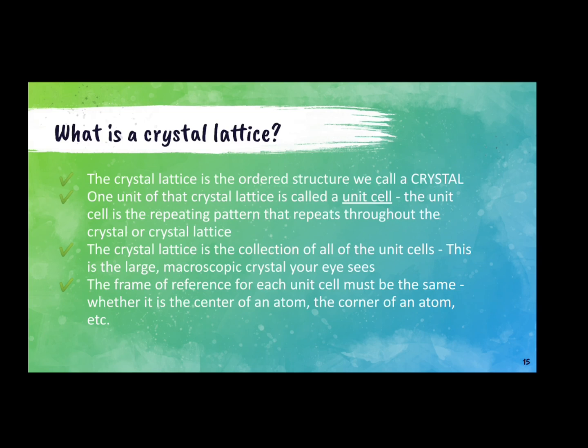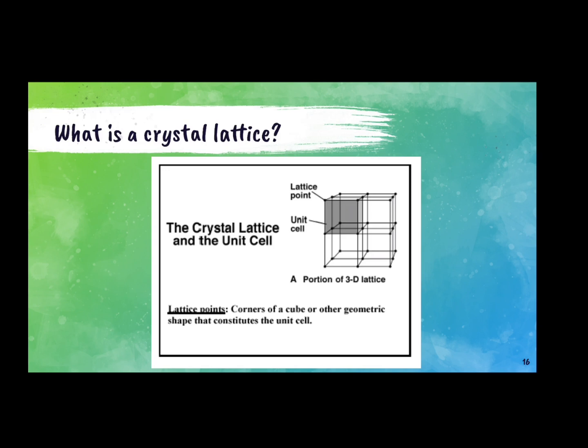The frame of reference for each unit cell must be the same, whether it's the center of an atom or the corner or whatever. So here's a picture of that. The tiny little points are called lattice points. That's generally one of your atoms. A unit cell would be one of the squares or one of the cubes. And then the entire lattice or crystal shape would be all of those cells put together.